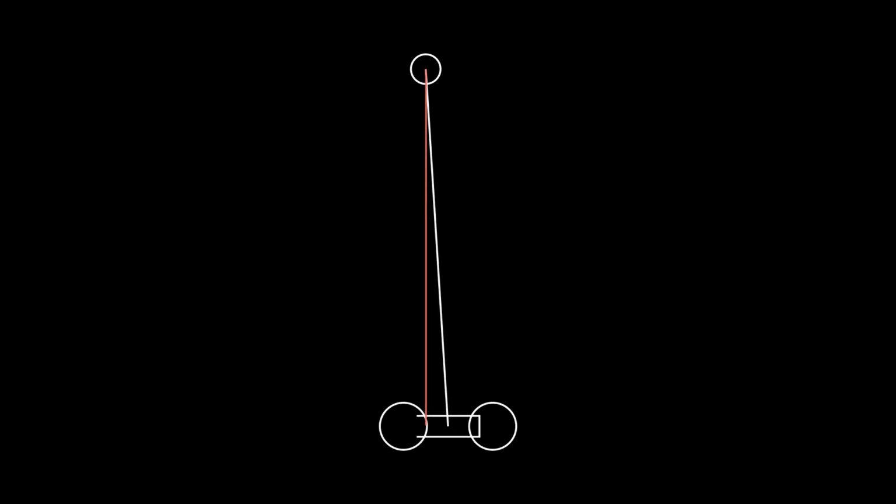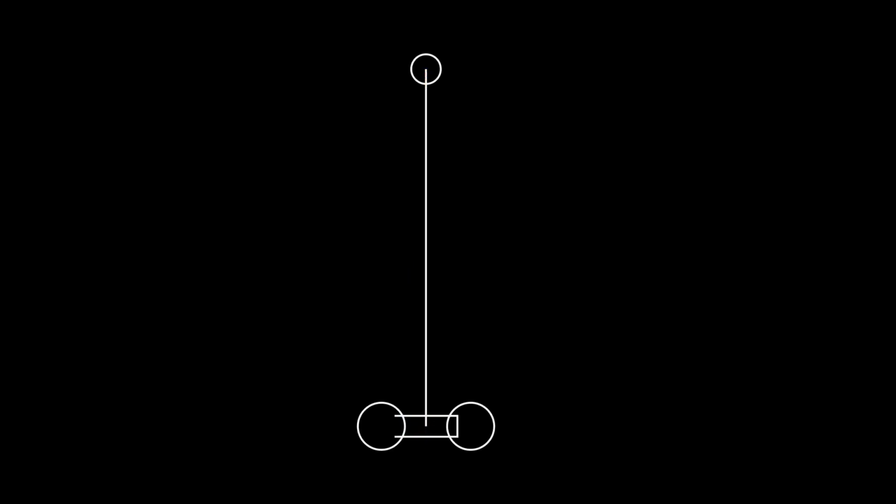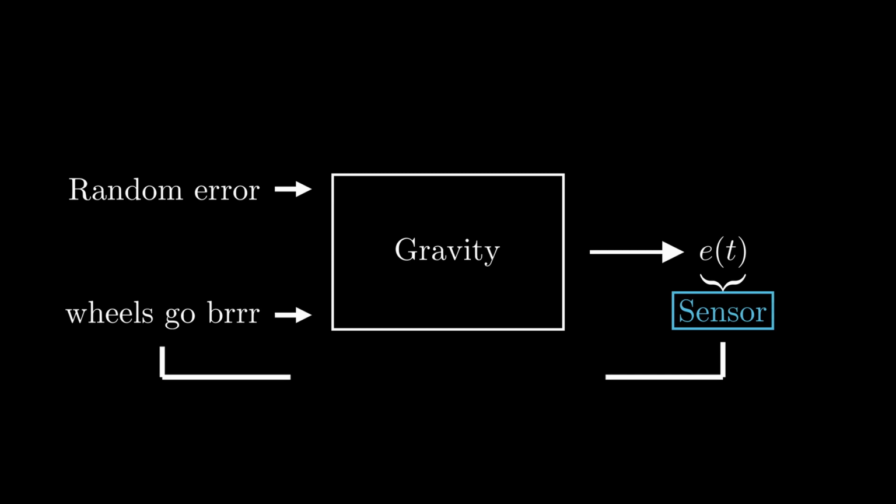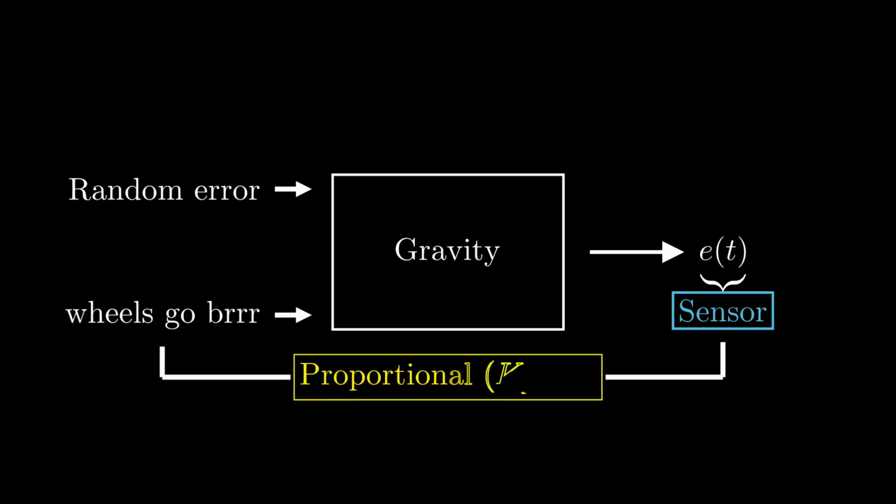The source of our error comes from the center of mass of the handle not being directly above the pivot point. The handle won't fall over if the cart rolls under the center of mass before it falls down. Let's use a sensor to measure the error. We'll make the cart roll under the center of mass faster depending on the magnitude of the error.